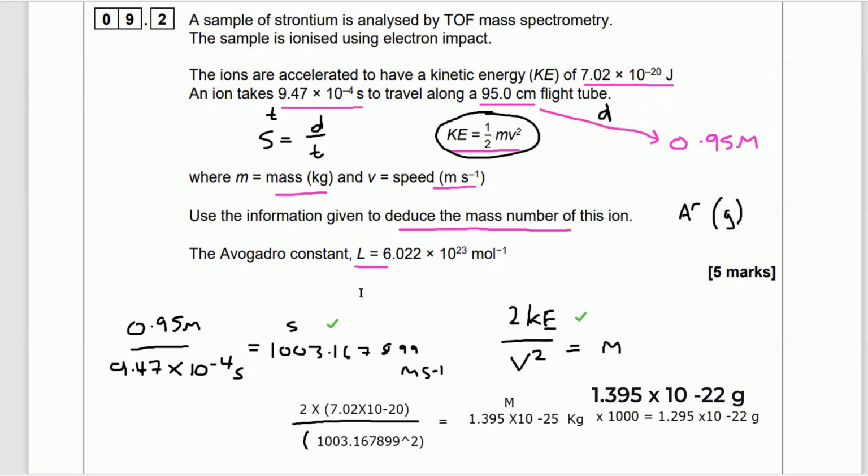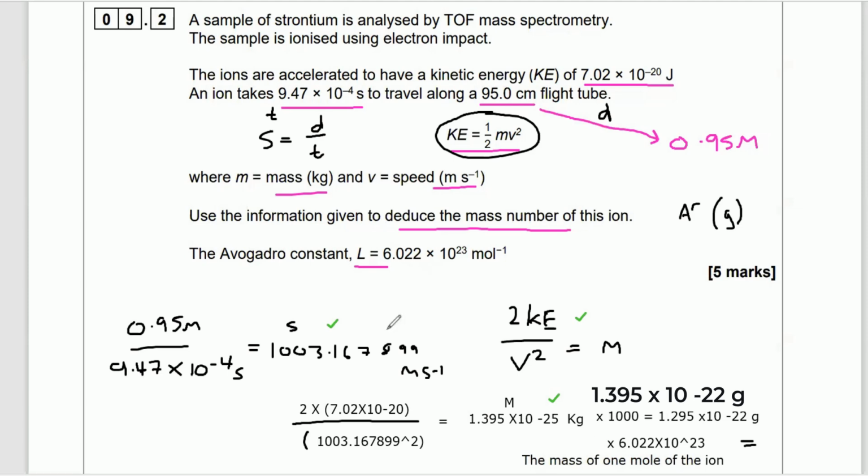What do we need to do next? Well, we've got the mass of 1 ion, but we need the mass of a mole of ions. Guess what? We've been given Avogadro's constant that you can call L, and that's 6.022 times 10 to the 23. So if we want to find out the mass of 1 mole of these ions, which is the mass number, we're going to times it by 6.022 times 10 to the 23. And that's going to give us a whole mole of the ions, which is equivalent to the mass number. If we pop that in the calculator, I've got 83.987 on my calculation.